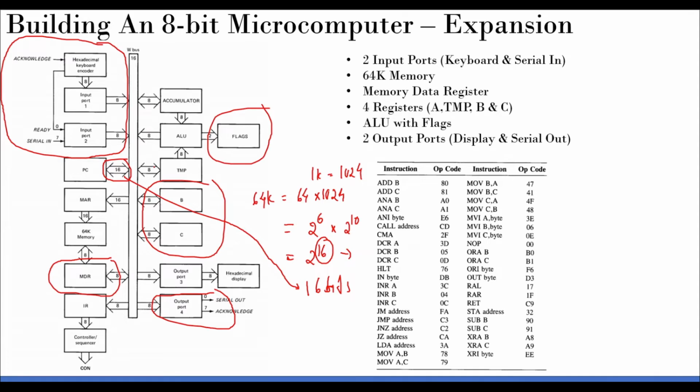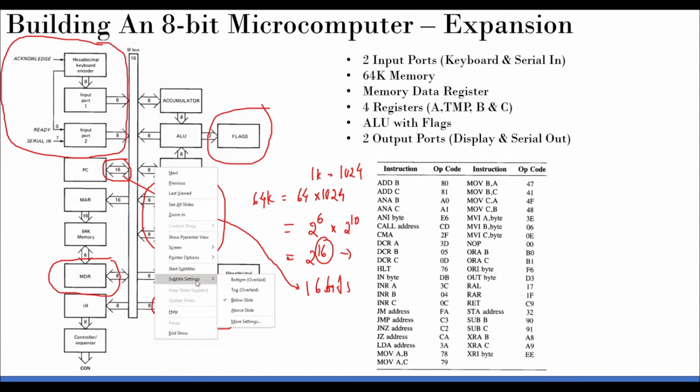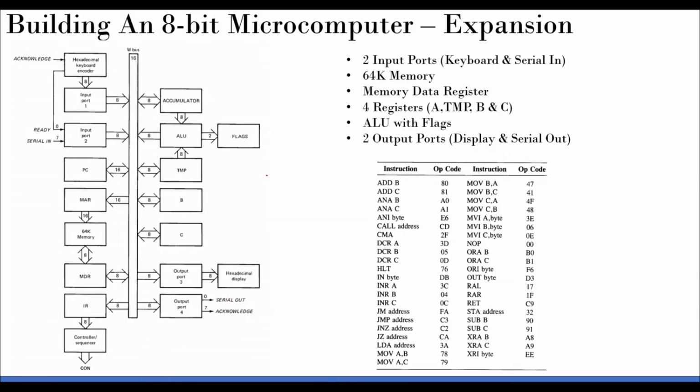Okay, so that's a major change. And then of course, let me clear all this. Okay, all inks are erased. So these are the additional changes I just highlighted. Two input ports, a 64K memory, a memory data register, then 4 registers now. So ALU with flags, that's important. 2 output ports as well.